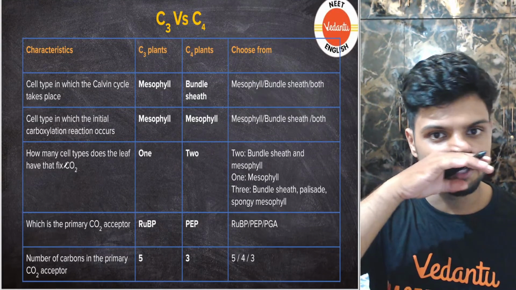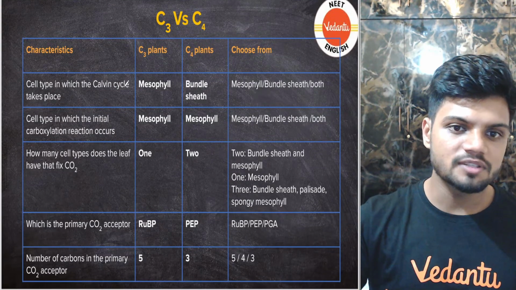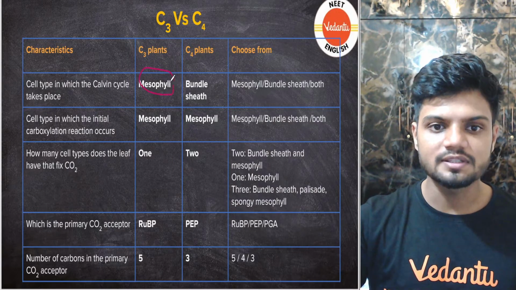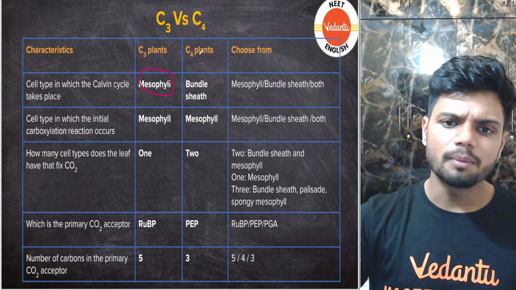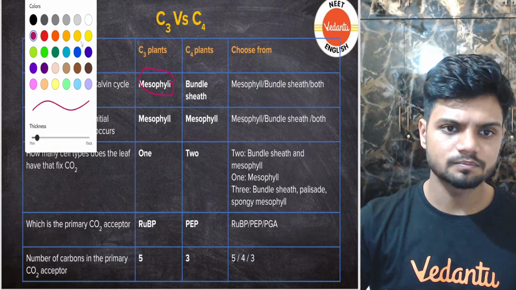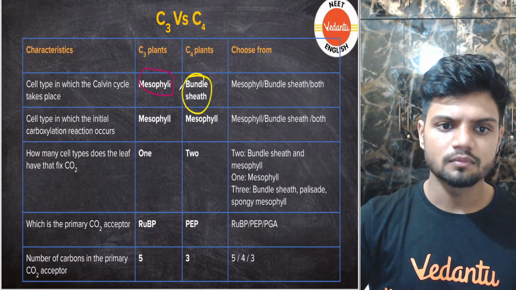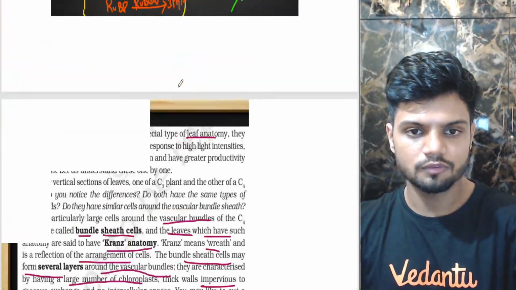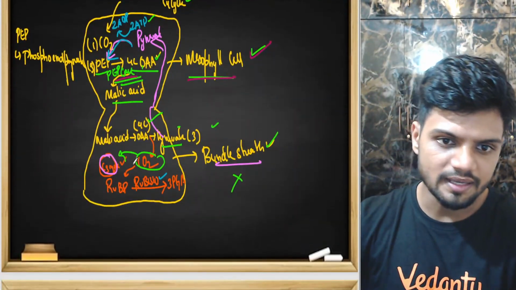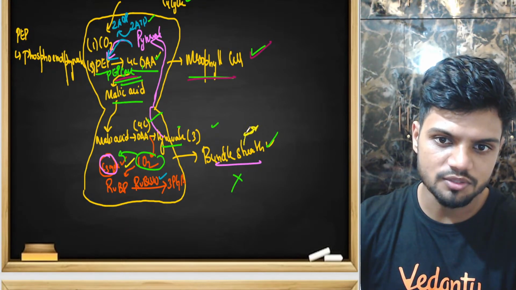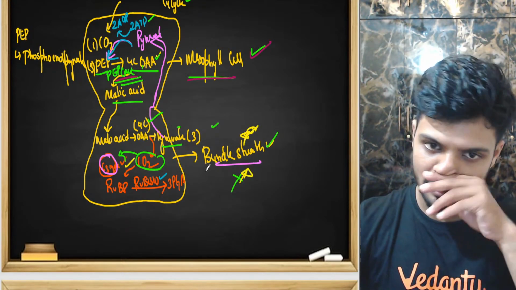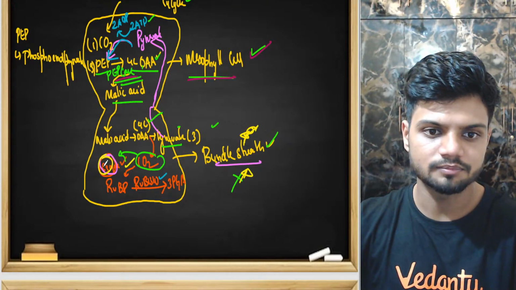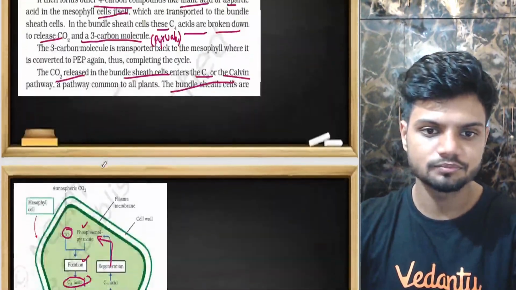C3 versus C4. What did we learn right now? The cell type in which the Calvin cycle occurs: in C3 plants, I told you, the Calvin cycle occurs in your mesophyll cell, normal, but here it happens in the bundle sheath, the below one. All of you will forget, that's how I show you. C3 cycle happens in the bundle sheath here. Can you see? Right here, star mark. C3 cycle in C4 plants happens in the bundle sheath.